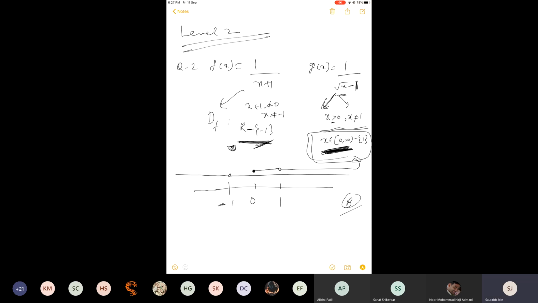How to read it? x is such that x is greater than or equal to 0, x not equal to 1. This is the answer, B. Do not get confused by this thing that x belongs to R. x belongs to R means x is a real number which is greater than or equal to 0 and not equal to 1. This is the whole meaning of option B. If they would have written simply x belongs to R, then the answer was wrong.